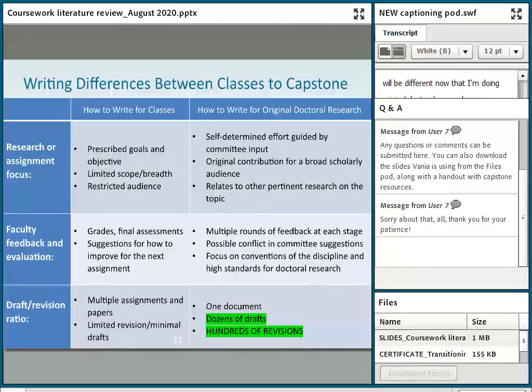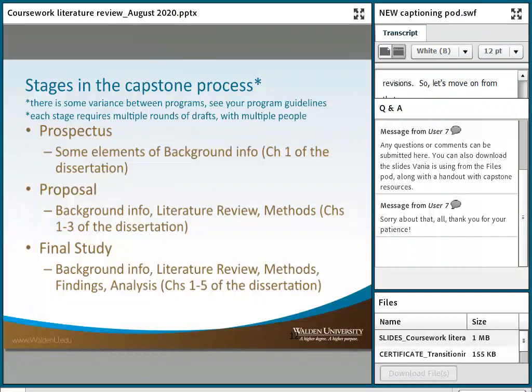It does take honing. I like to give people this side by side, which is basically the information I provided in the last 2 slides. How to write for classes is the first column, and how to write for doctoral research is the second column. You can see, all right, this is how it's going to be different now that I'm doing original doctoral research. This is how faculty feedback is going to look different, and this is the draft revision ratio. But I think key to this is understanding dozens of drafts, hundreds of revisions. So let's move on from that.